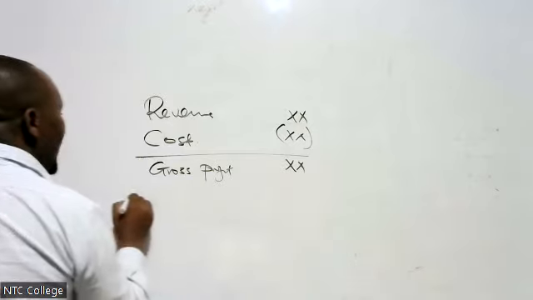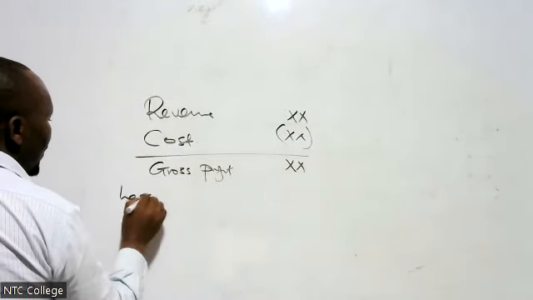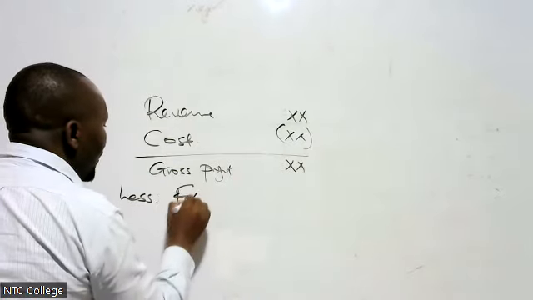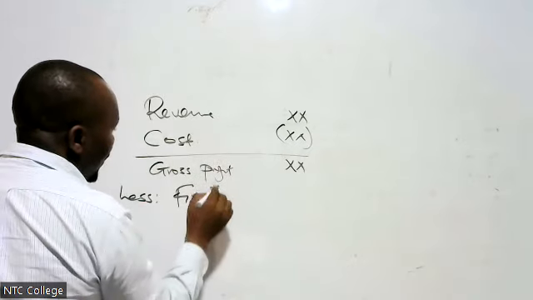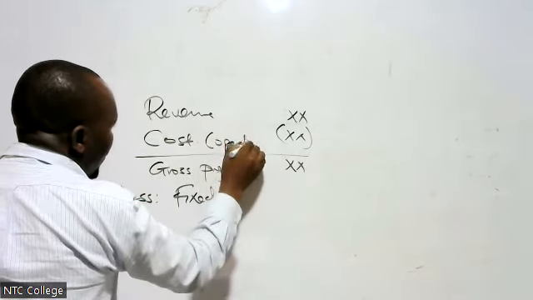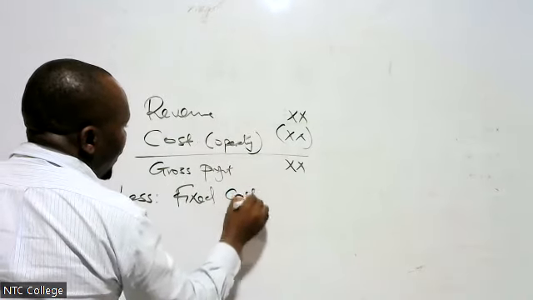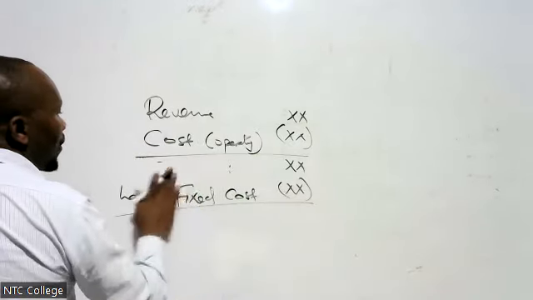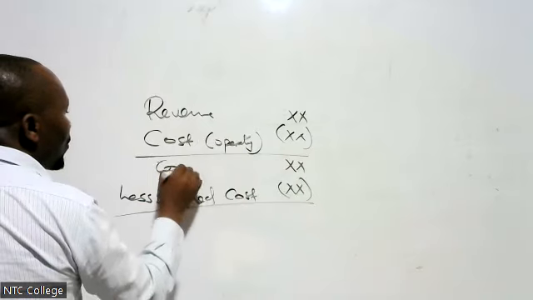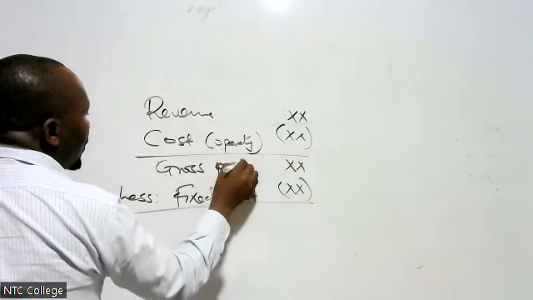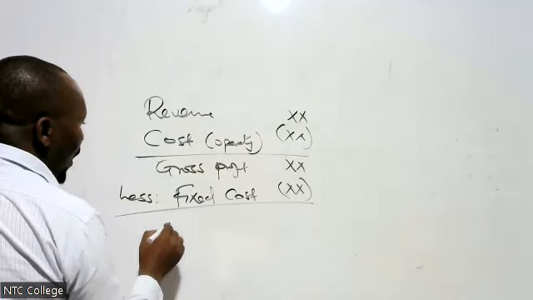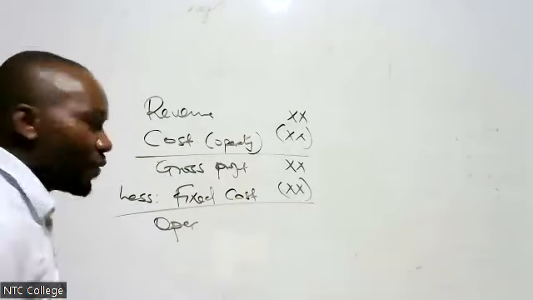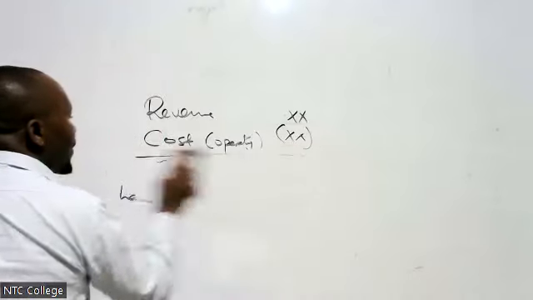Which is there. Then you less fixed cost. This is a normal operating cost. Fixed cost, you're going to have an amount there. This one can be operating profit, or just call it gross profit. Then we have now operating profit, or you can also call it gross profit. I don't know how you can do it. Those accountants, they know. Let me make it easier for you.